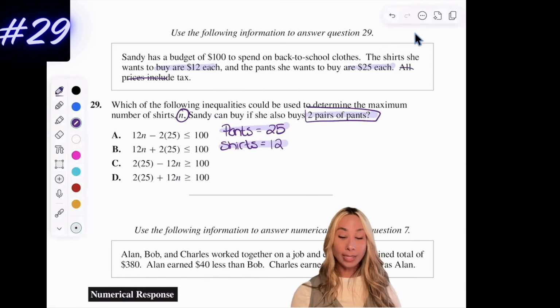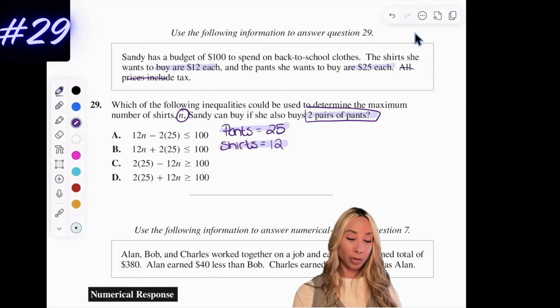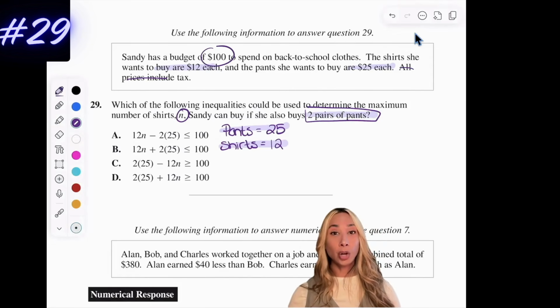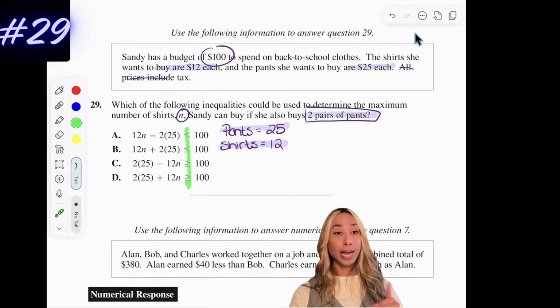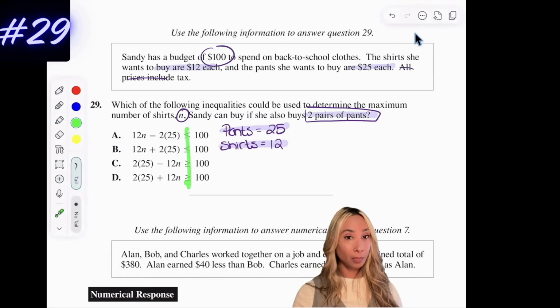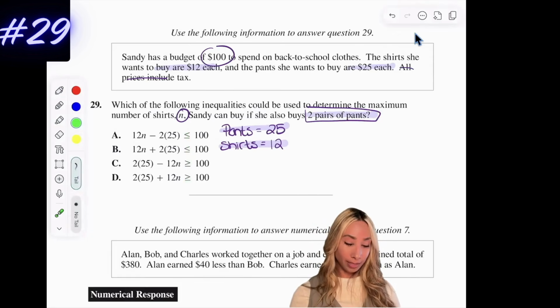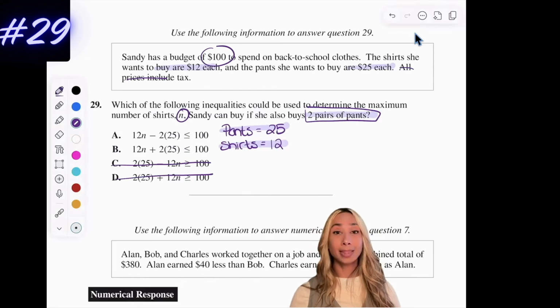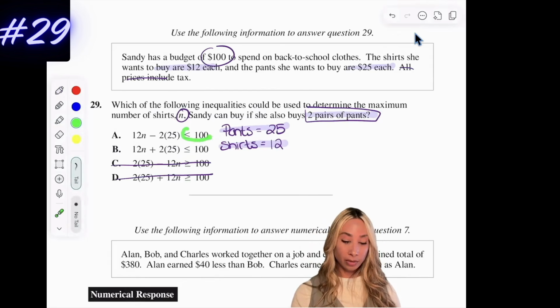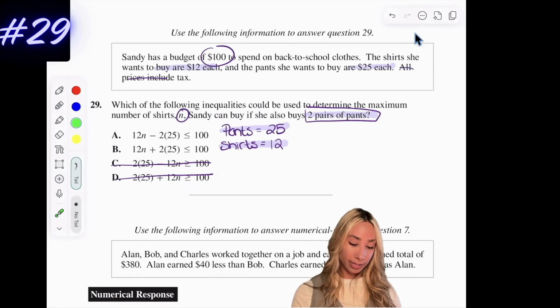So it's an inequality. We know her budget is $100. That means she cannot go over 100. She can spend 100, which is why all of these include the line at the bottom. She can spend $100, but she cannot spend more than that. So already right off the bat, that tells me I can get rid of this and this, because she can spend less than $100 or exactly $100, but not more. Perfect. Now we know for the number of shirts that she wants to buy, it's going to be $12. So that's taken care of.